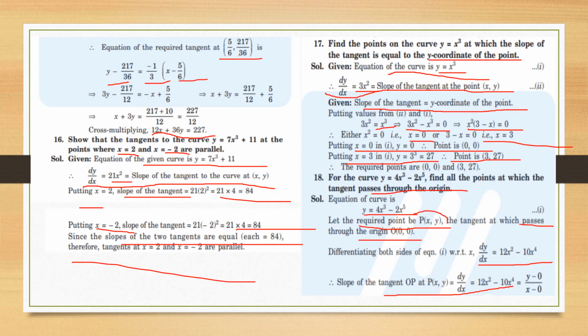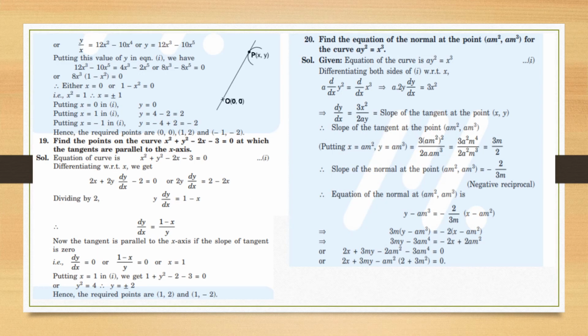And the slope of the line joining these two points will be (y minus 0) upon (x minus 0). So that means y/x is equal to 12x² minus 10x⁴, or by multiplying, y is equal to this. Now putting the value of this y in the equation, I will get x is either 0 or x is plus minus 1. So when x is 0, the y value is 0. When x is 1, y is 2, and when x is minus 1, y is minus 2. So I'll get the points as (0, 0), (1, 2), and (minus 1, minus 2).